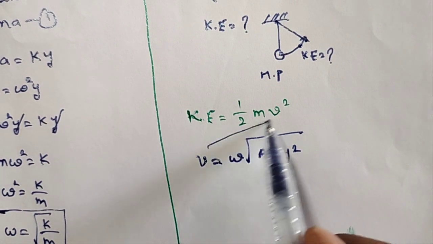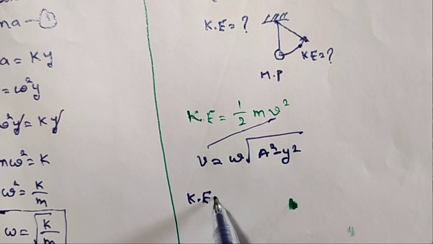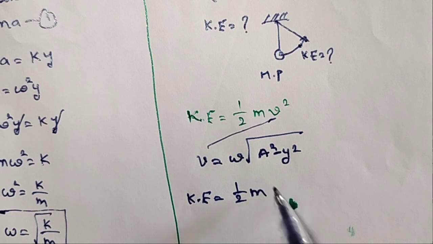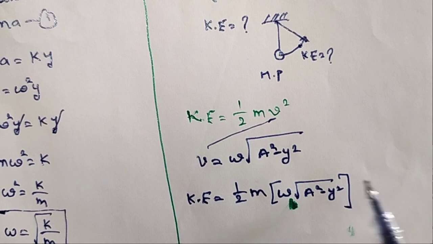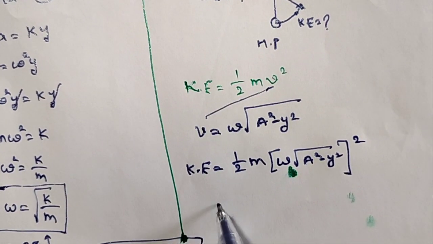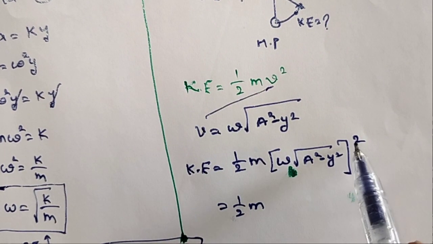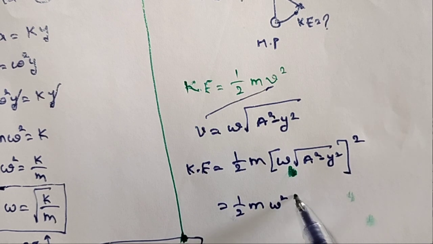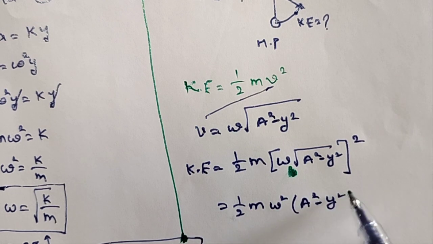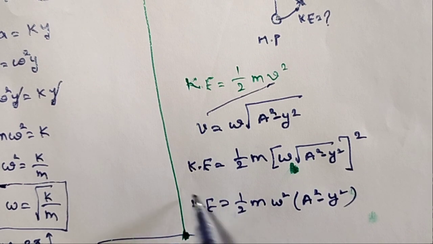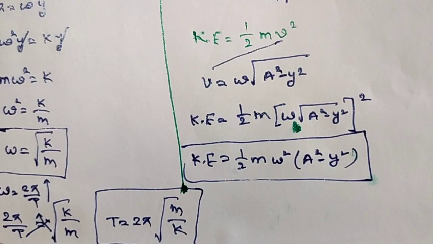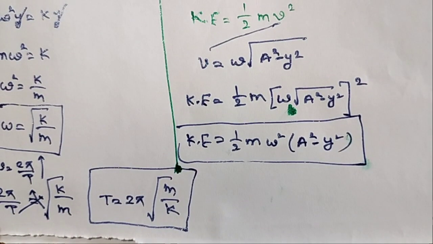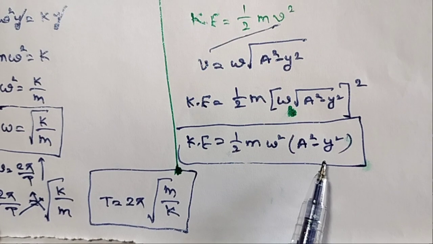Substituting in this equation, the kinetic energy is equal to 1 by 2 m omega under root of a square minus y square, whole square. Therefore, kinetic energy is 1 by 2 m omega square into a square minus y square. This is the kinetic energy of a particle in simple harmonic motion. Here I am taking two cases.